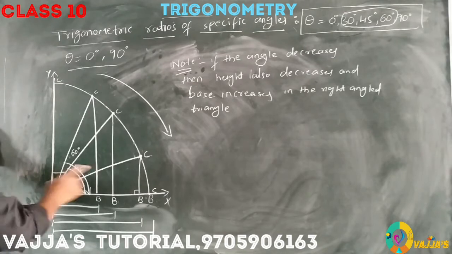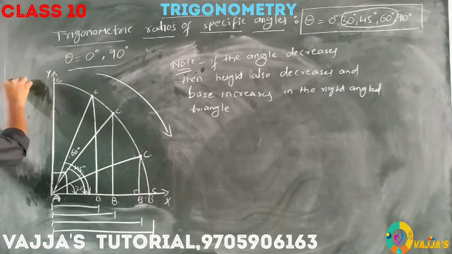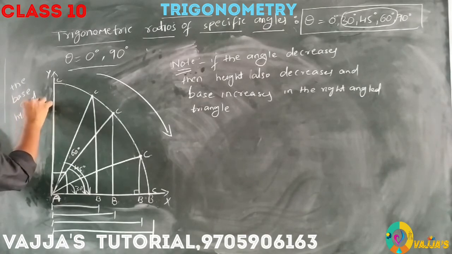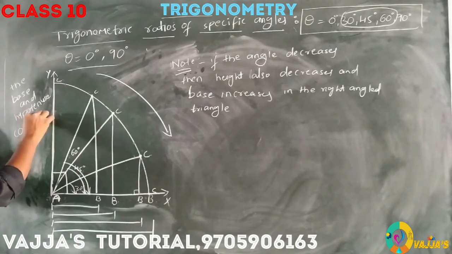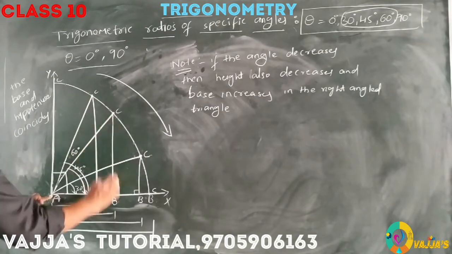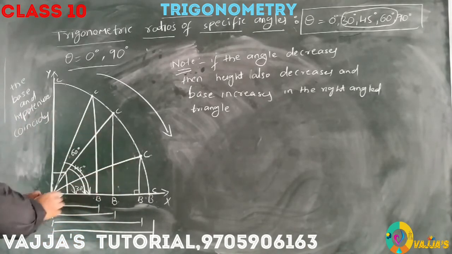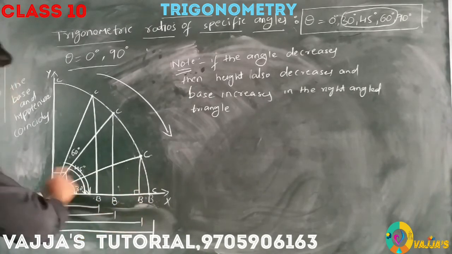Right, what happens here? Here the base and hypotenuse coincides, isn't it? This is ABC's right angles. All these are right angle triangles. In this right angle triangles, here angle is decreasing. That means the hypotenuse coincides with finally BC.